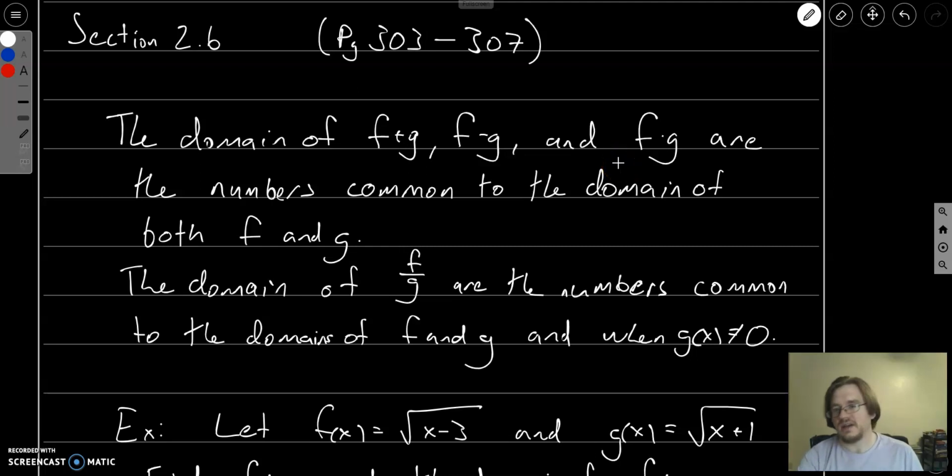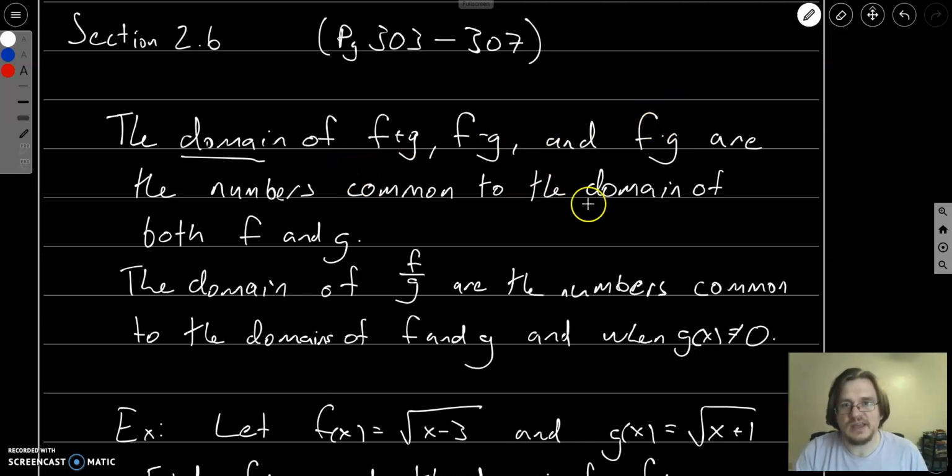Hello and welcome back. In this video we'll continue with section 2.6 and the first thing that we'll do is look at the domain of some of the functions that we defined in the previous video. So these functions f plus g, f minus g, f times g is when we take two functions and combine them either by adding them, subtracting them, or multiplying them.